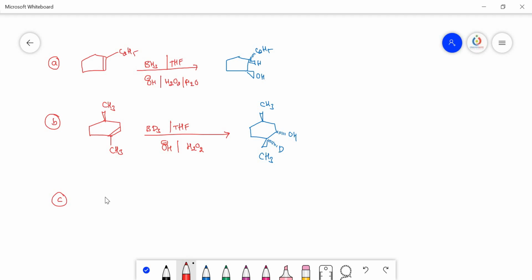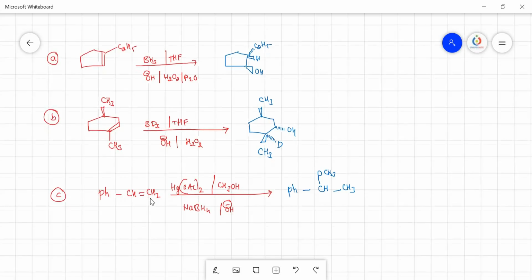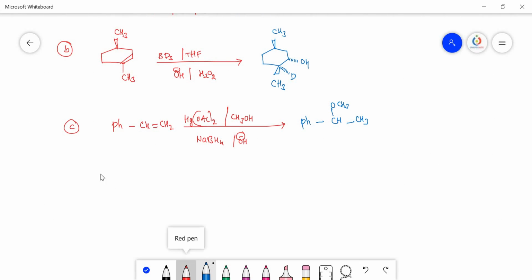And the next one is Ph-CH=CH2 with Hg(OAc)2 taken twice, mercuric acetate. You can observe that they had given methyl alcohol, not water. Then NaBH4, OH minus. So let's write down the product here: Ph, CH(OCH3) and CH3. Without rearrangement, it gives the Markovnikov's product. If H2SO4 is used, it gives the Markovnikov's product with rearrangement.